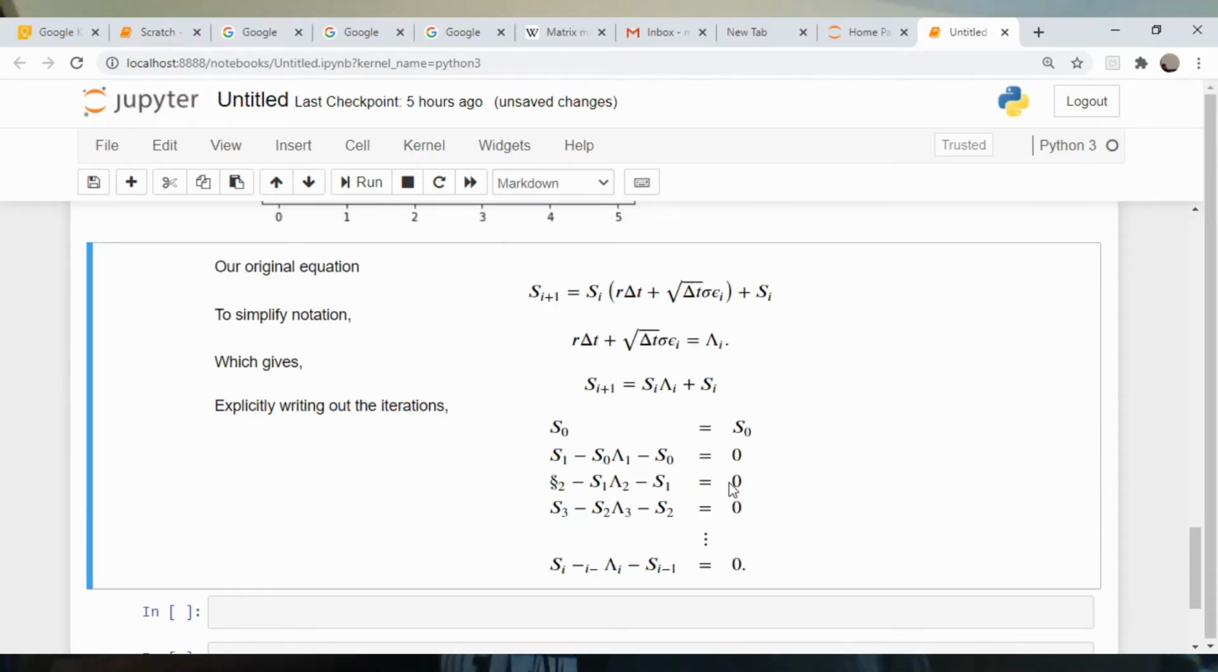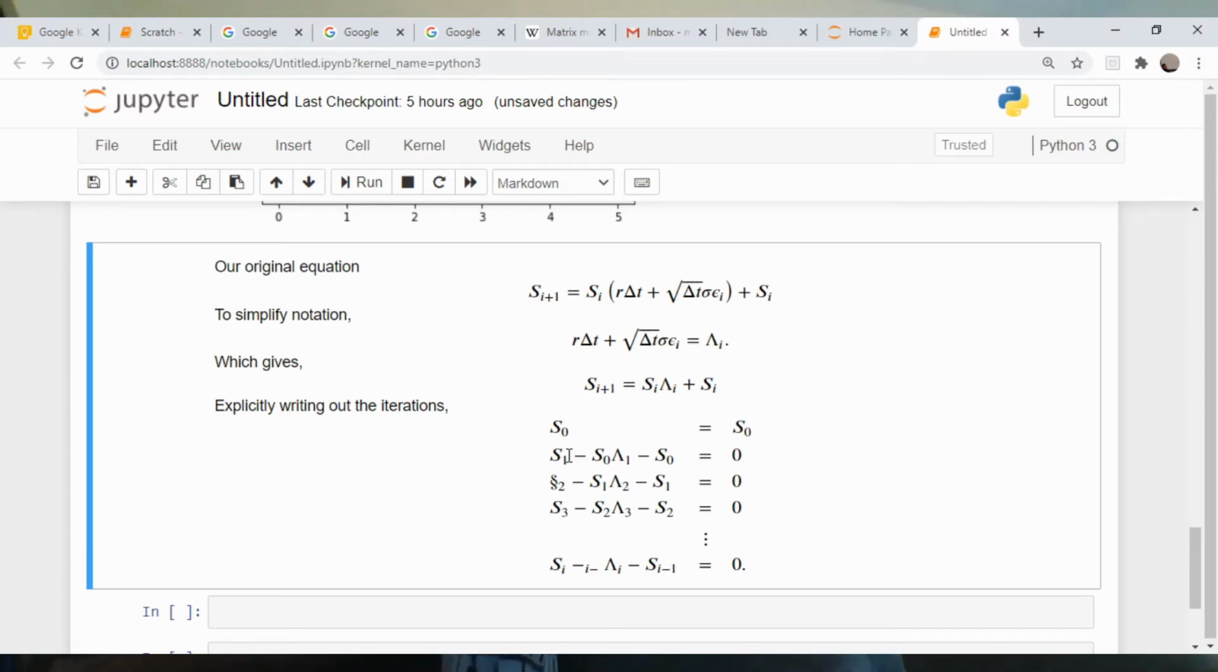Okay, so I've written them out and did a little bit of algebra to rearrange all the unknowns onto one side of the equation. Obviously the stock price on the 0th day is the stock price on the 0th day. That's our starting point. That should be self-evident. And then we have each of these equations that relate the next day to the day previous to it. You'll notice that these equations are all entirely linear.